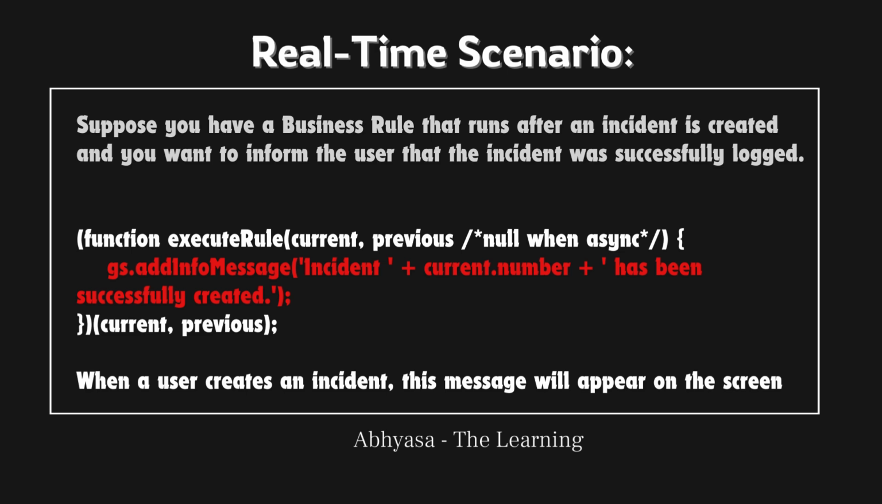Function executeRule(current, previous /*null when async*/). gs.addInfoMessage('Incident ' + current.number + ' has been successfully created.'). When a user creates an incident, this message will appear on the screen, providing immediate feedback that their action was successful.